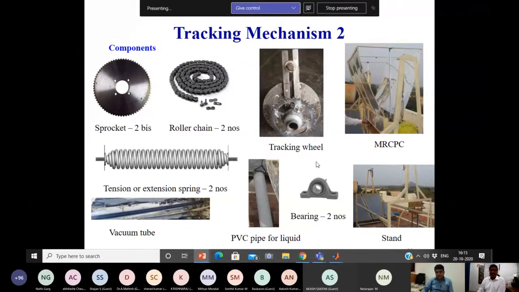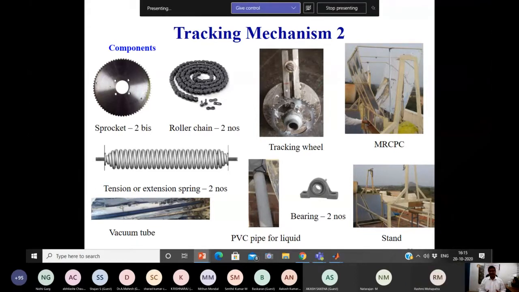What flexibility has been given for this tracking wheel? This is the radius from the center of this bearing to the center of the tracking wheel. This is the spring tracking wheel. This distance can be adjusted in the T-slot valve. For example, if the place is changed or the season is changed, summer to winter, to accommodate the change in the location or the time or the season, this eccentricity can be changed. So it has a flexibility.